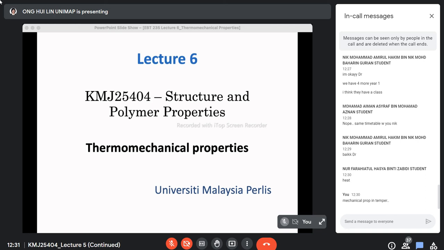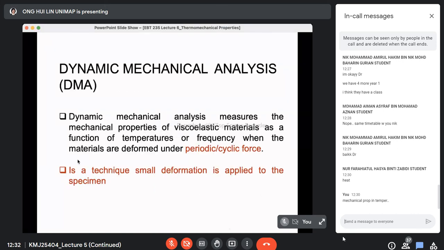Okay, so next one. One of the methods we can use, we learned about creep and stress relaxation. And then there is another one, we have this dynamic mechanical analyzer in our lab, in UniMed. In this kind of dynamic mechanical test, the sample will not fail. Different from what we learned previously, where the test specimens all have to fail and failure occurs. But in this dynamic mechanical analysis, the specimen will not fail.